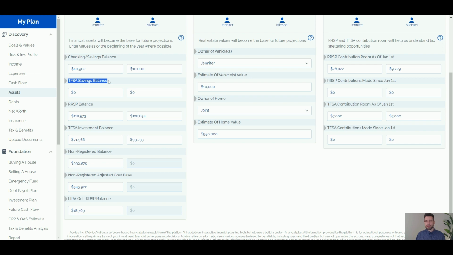TFSA savings is really just a high interest savings account. And TFSA investment balance could be GICs, longer-term GICs, 5-year GICs, or stock and bond investments.